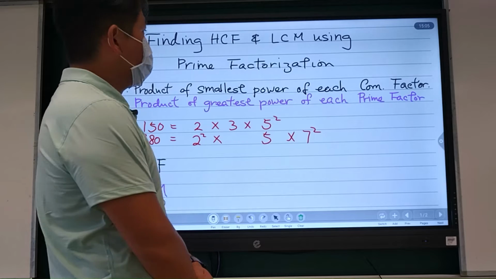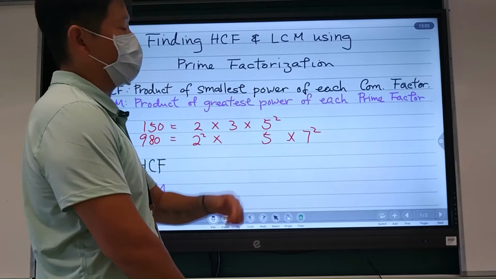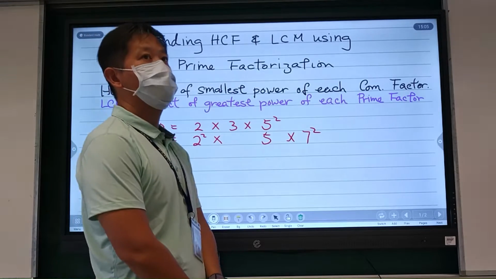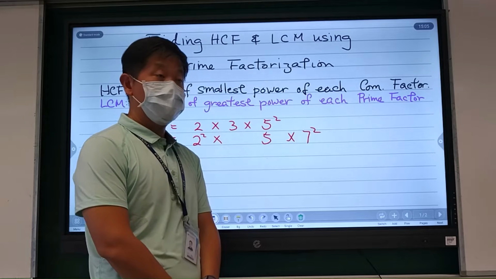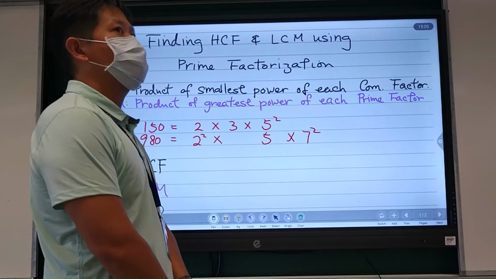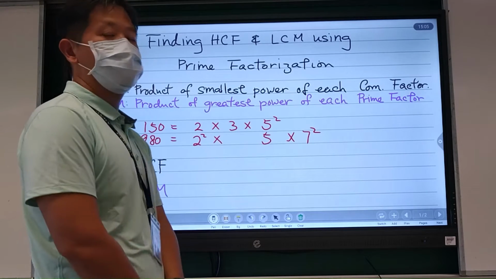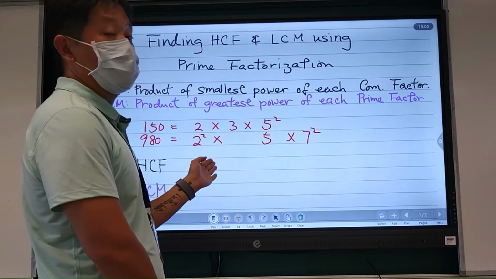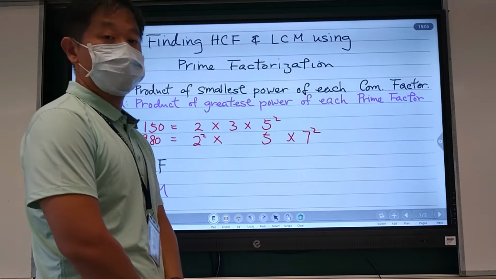Today we're going to talk about prime factorization and how to find the HCF and LCM. Earlier we should have talked about using factor trees and short division. One of you asked me, why do we need to learn prime factorization? Well, one reason is that this is the fastest way to find the HCF and LCM.